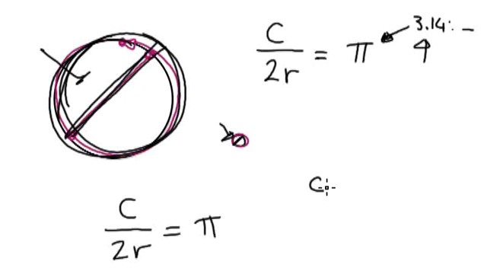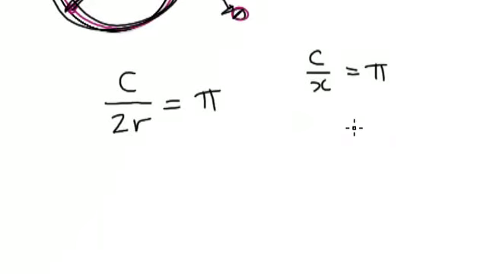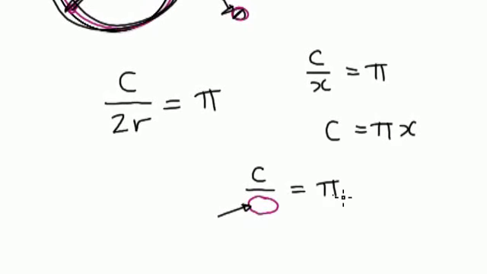If we have c over x equals pi, we can times both sides by x. That will give us c equals pi x. Okay. If I give you c over anything, let's say a bubble here, and this bubble could represent anything, equals pi.